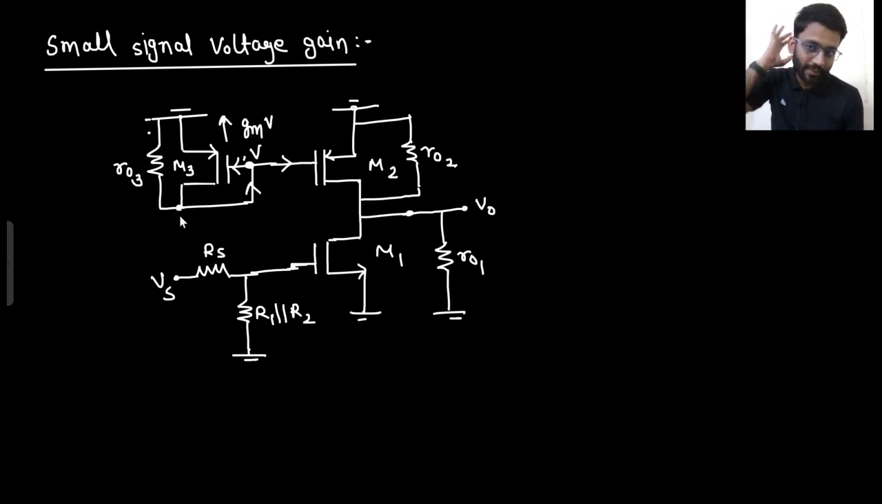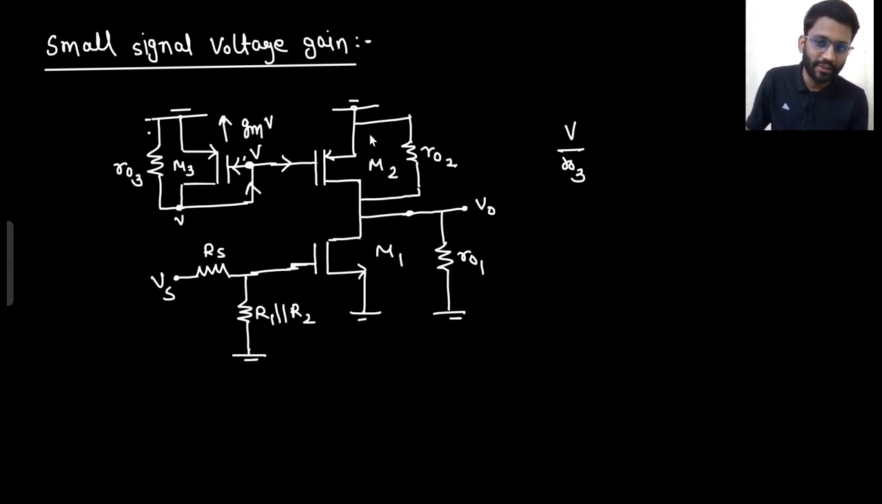So this V potential will be coming here as well, right? From V potential, what do you see? From V potential, there is V by R03 current, and from this V potential, there is gm3V current. So what is the impedance you can say? R03 parallel with 1 by gm3. Say yes or no. Let me show you the circuit once again.